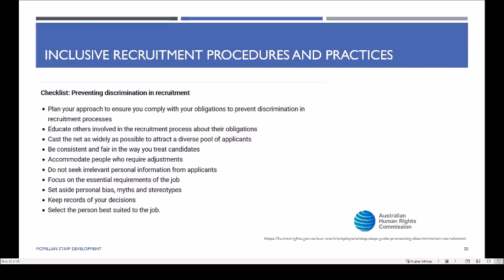I've got my data gathering tools, which are my questions or my interviews or whatever the case may be, and I'm going to measure up those responses with the requirements and make my decision based on that. Keep records of my decision, and then, of course, that will lead me to selecting the best suited candidate for the role.